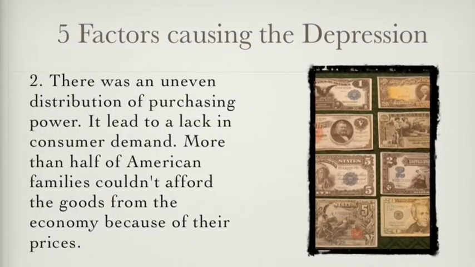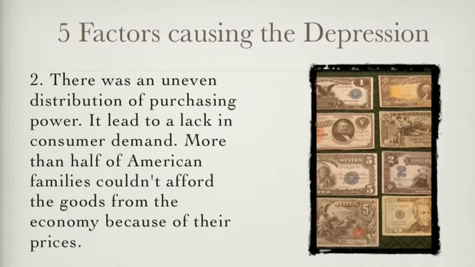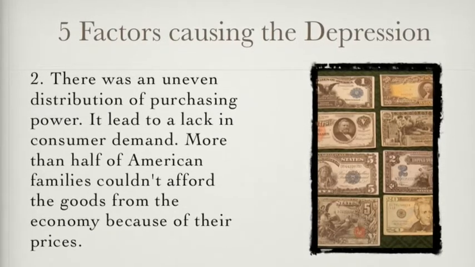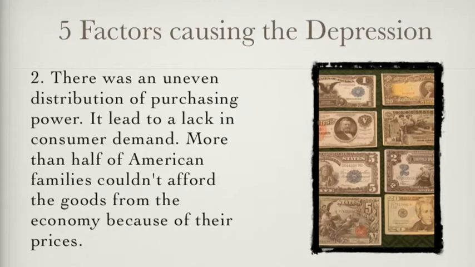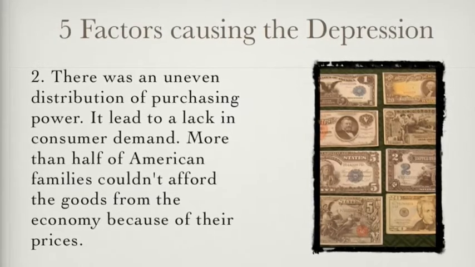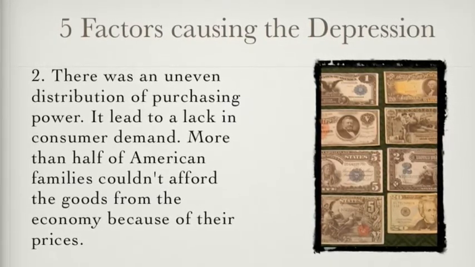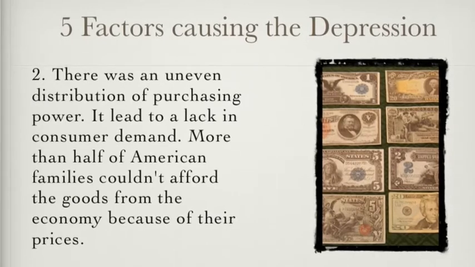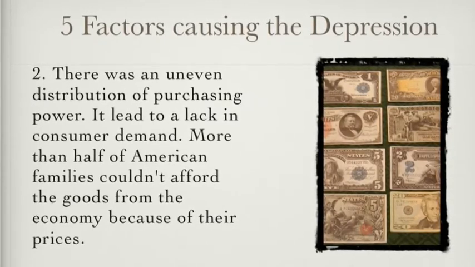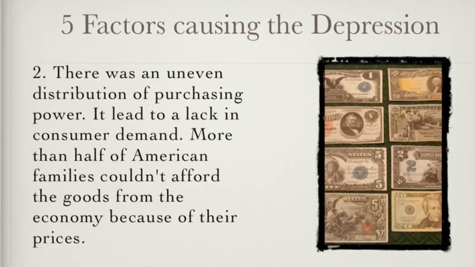The second factor of the Great Depression was that there was an uneven distribution of purchasing power, which means that only the rich could afford the products of this time period. This led to a lack in consumer demand. More than half of American families couldn't afford the goods from the economy because of their prices.